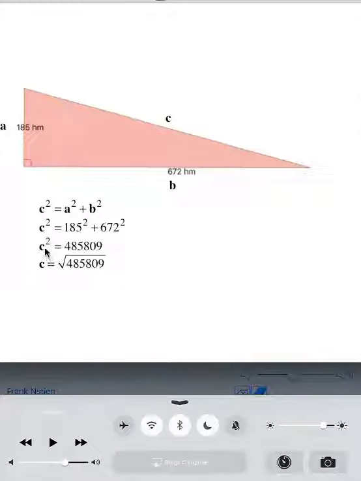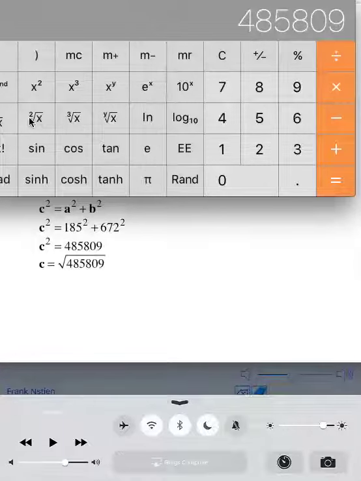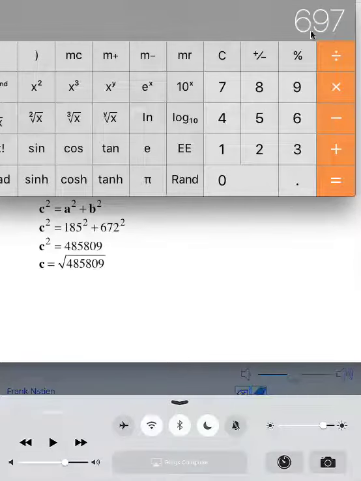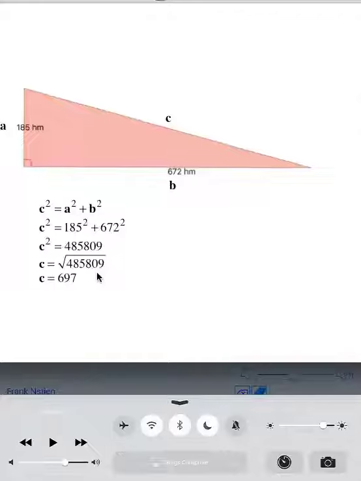So to get the c, I don't want to know what c squared is, I want to know what c is. So I'm going to take the square root of both sides. Okay, so the square root of c squared is c, and the square root of this number is, well, let's take its square root. So square root button right there, and that's going to give us 697. All right, and ask yourself if that makes sense, 697. If this is 672 and this is a bit longer than it, then yeah, that does kind of make sense.